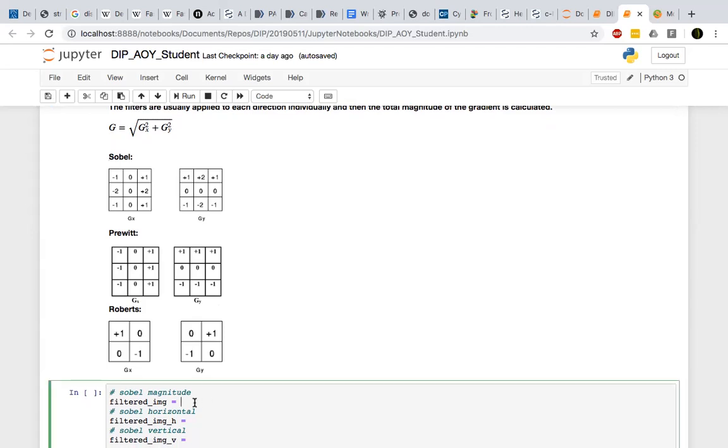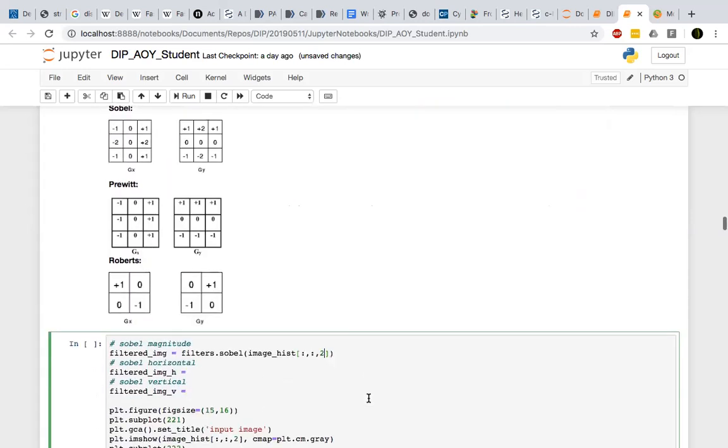Now, let's just implement this, and then I will have another small comment on this idea. So we're going to use Sobel, right? So filters dot Sobel, and we said we want just the magnitude here. So this is just Sobel, and I'm going to apply it to just one of the RGB channels.